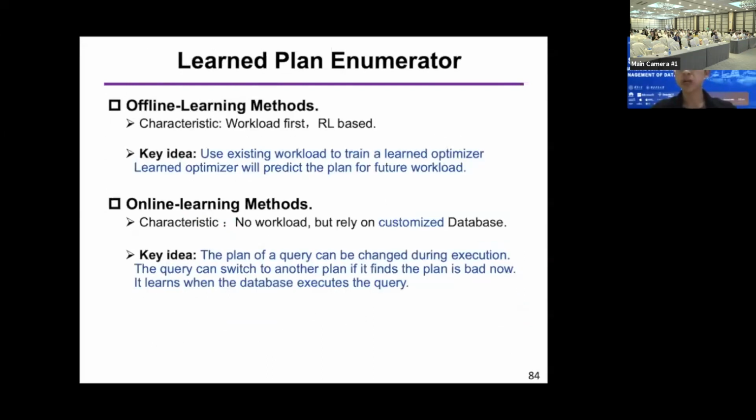So there are two kinds of learning-based join order selection methods. The first one is offline. It uses an existing workload to train a learned optimizer, and the learned optimizer will predict the plan for future workload. Another is online methods, in which the plan of a query can be changed during execution, and the query can switch to another plan if it finds a better plan, and it can learn when the database executes the plan.